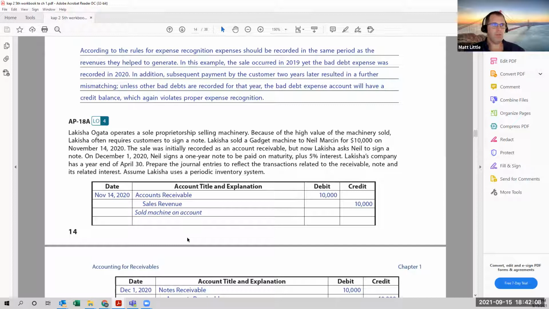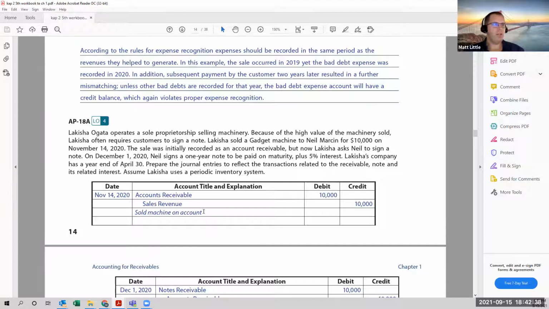So we have a situation where we sold a machine to Neil Marson for $10,000 on November 14th, and originally it was recorded as a receivable. But on December 1st, we asked him to sign a one-year note, which is to be paid on maturity plus 5% interest. And throwing a little wrench here is we have a year end of April 30th. So we're asked to prepare the journal entries to reflect all the transactions from the receivable to the note and the related interest at the appropriate times.